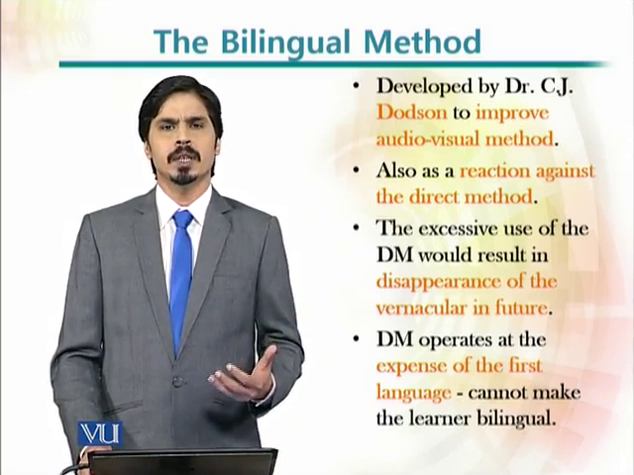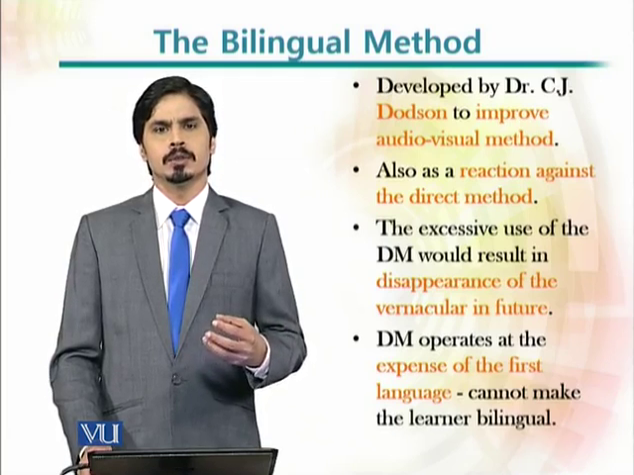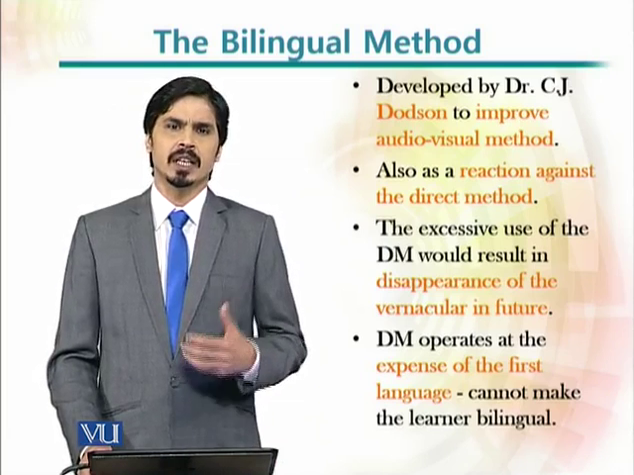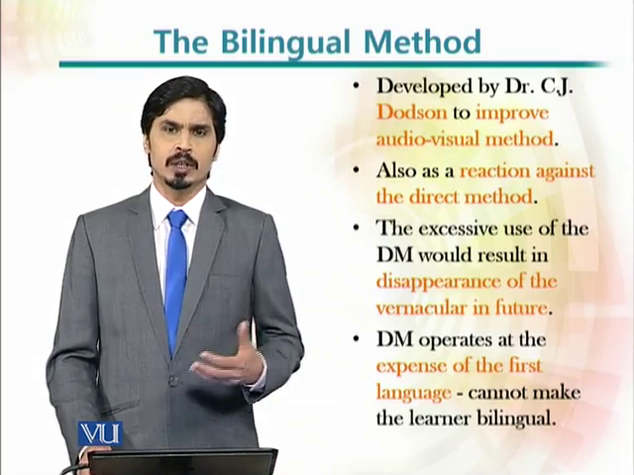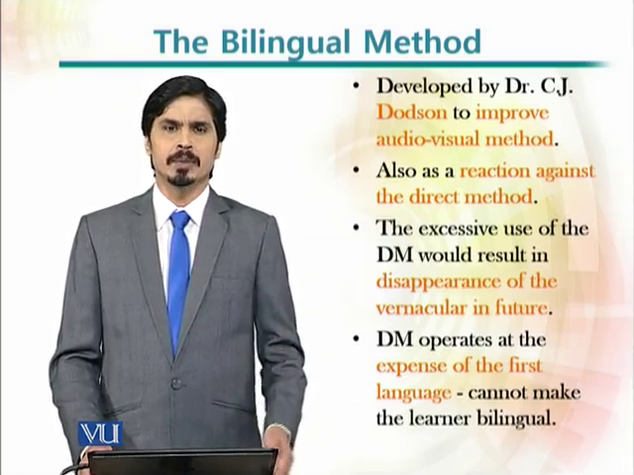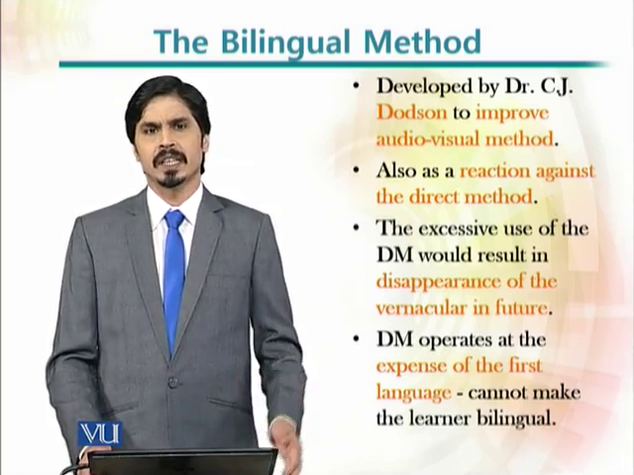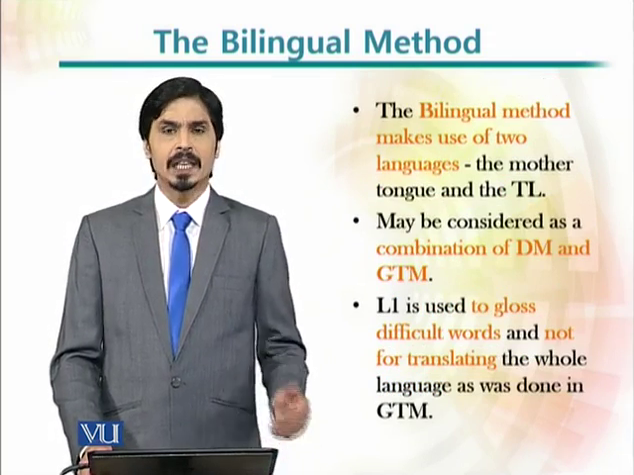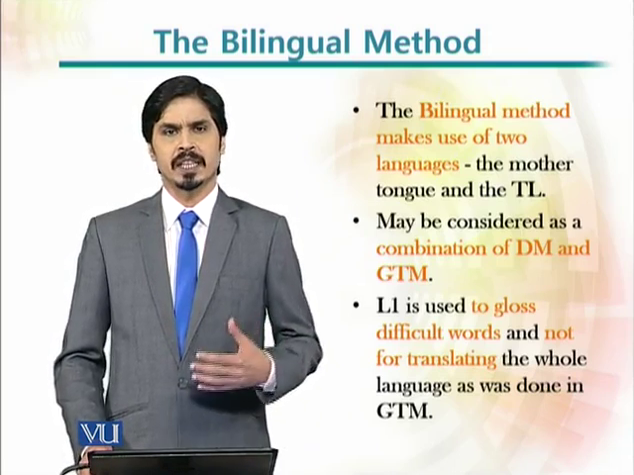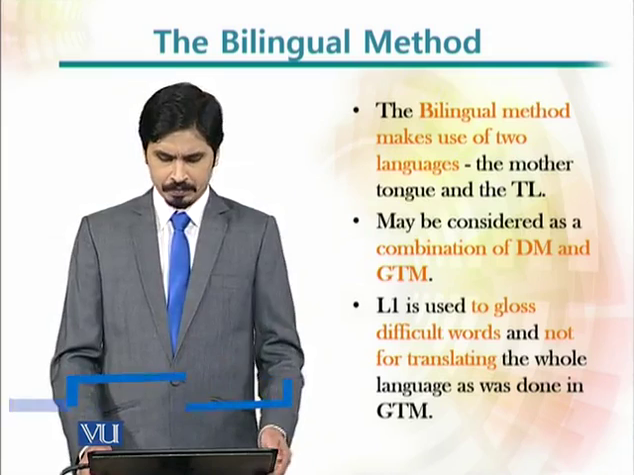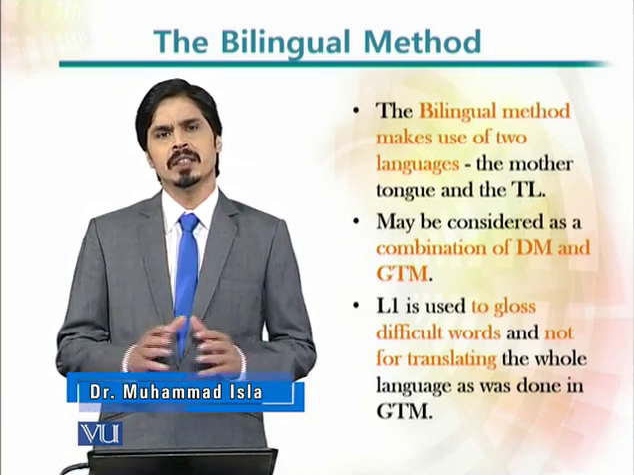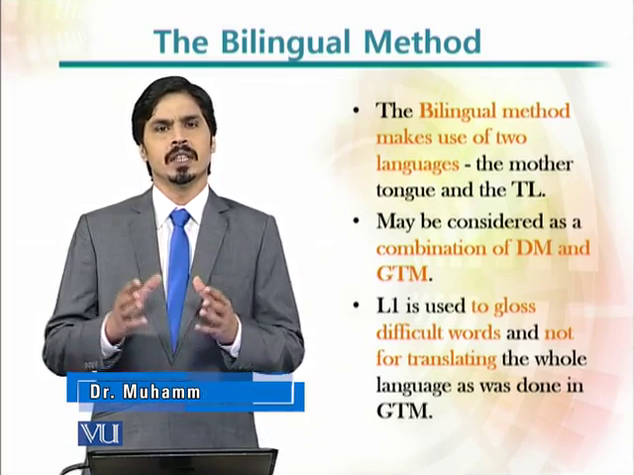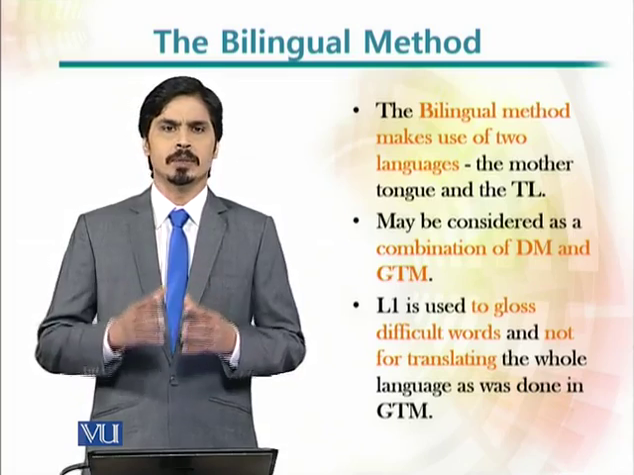method, because the direct method was thought to not focus on the first language, and in this way it was feared that the vernaculars, local languages or first languages of the learners may be lost in the process of learning a second language. The bilingual method makes use of both the first and second languages of the learners, and many researchers later considered it a combination of the direct method as well as the grammar translation method.